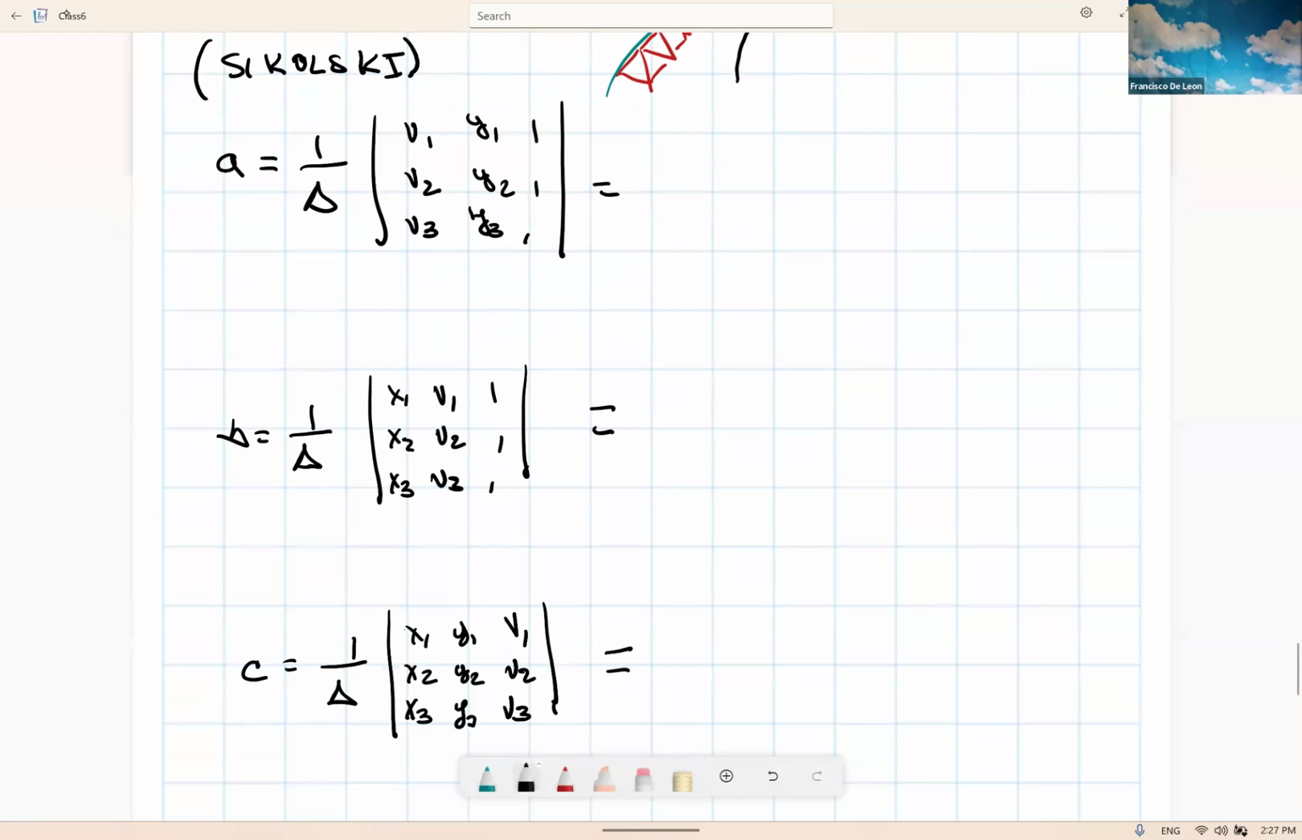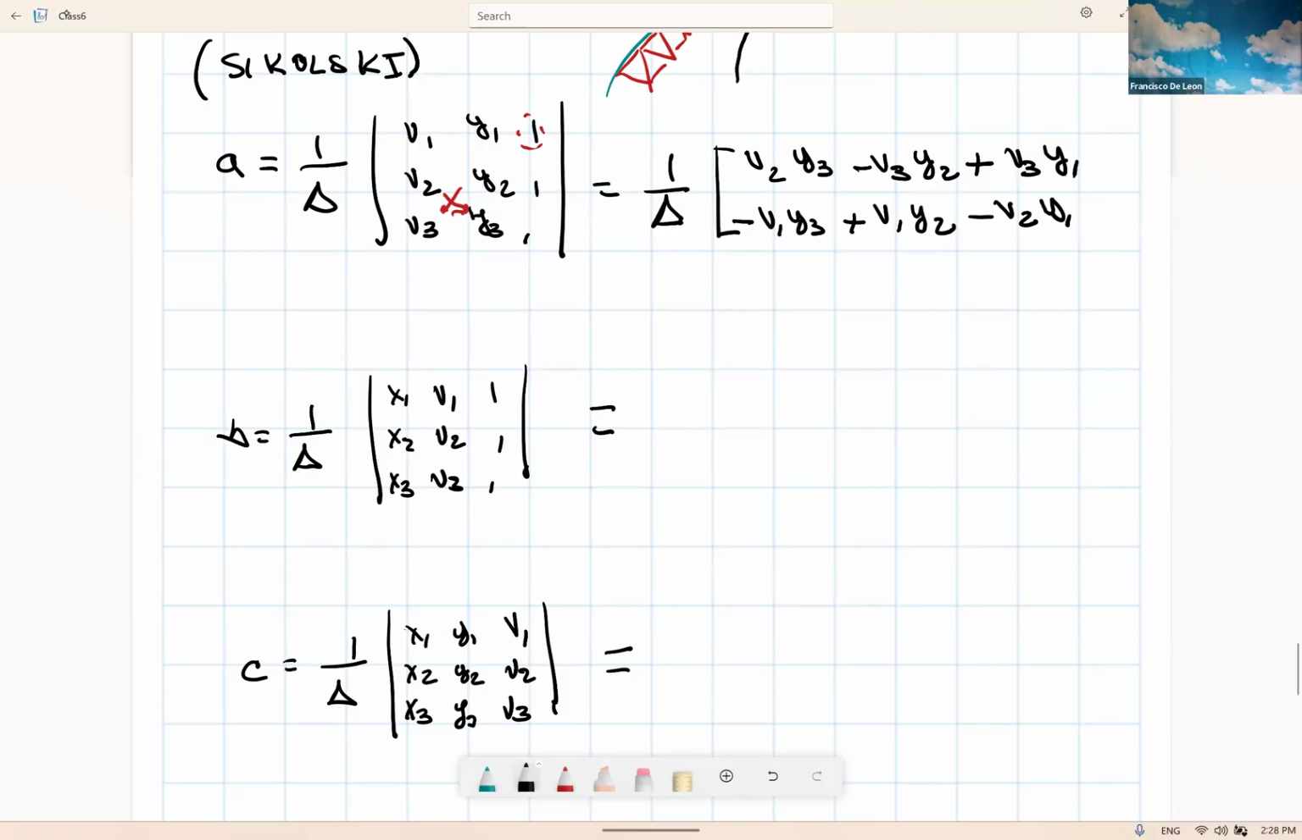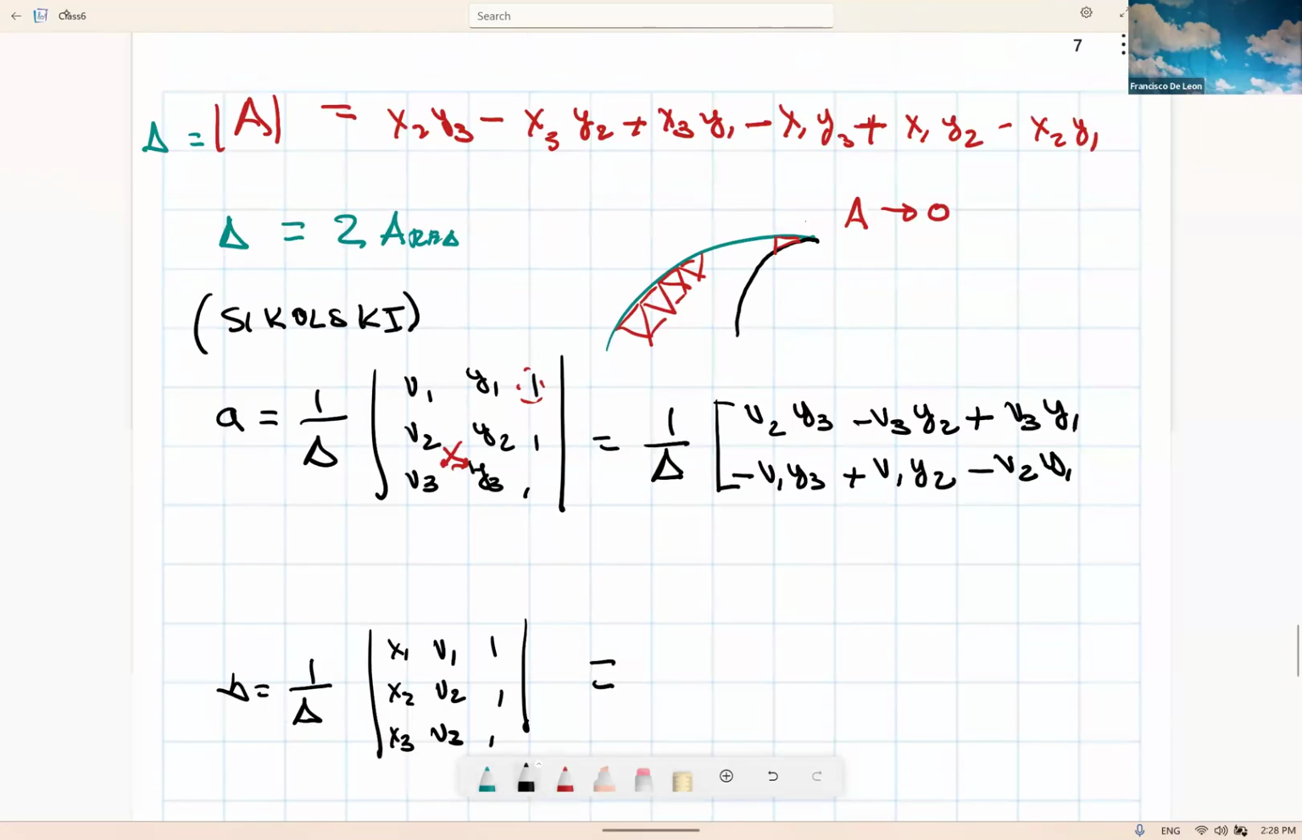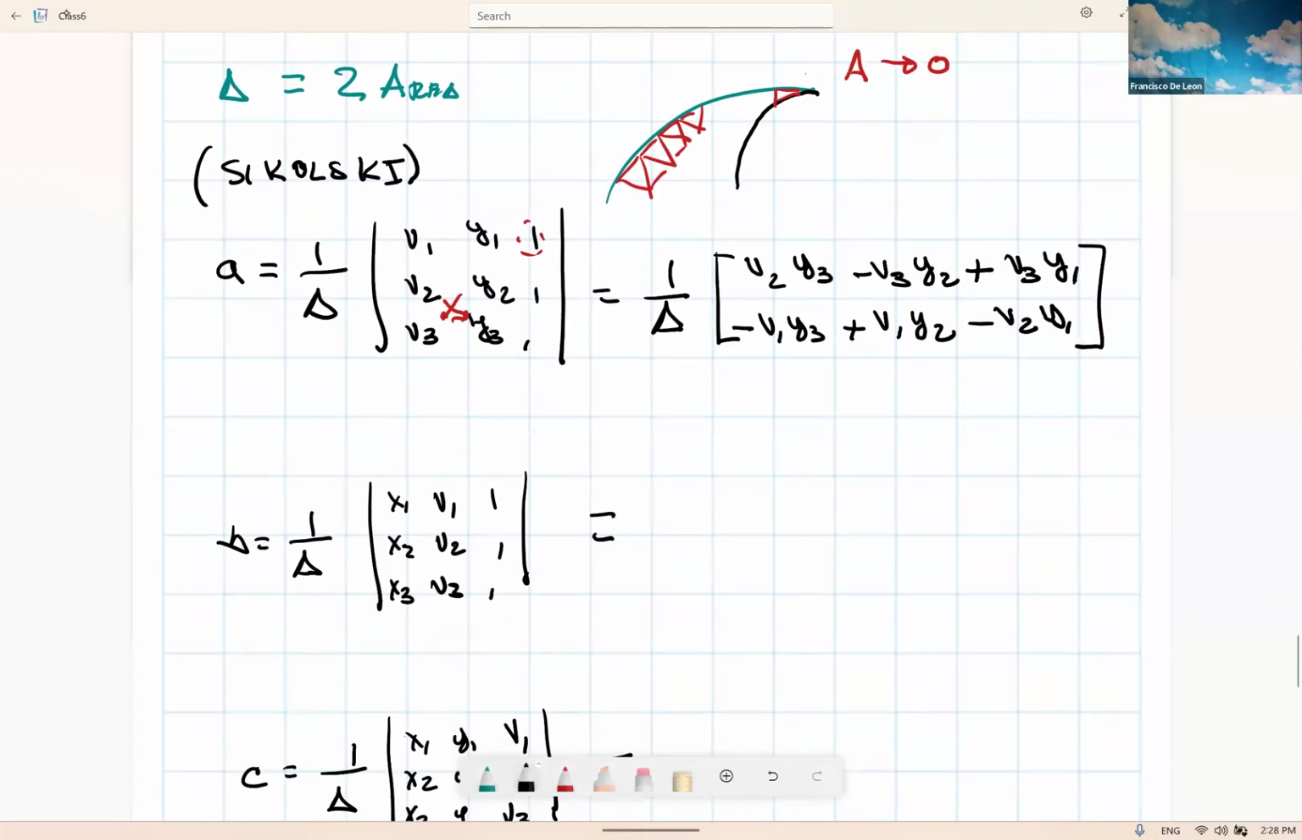Okay. And this is where you get the determinant. We can derive it easily if you want. 1 by delta, and you're going to get B2, Y3. Again, we're going to take the one. We're not going to go crazy. We're going to go this one minus this one, right? So it is B2Y3 minus B3Y2 plus B3Y1 minus B1Y3 plus B1Y2 minus B2Y1. And that's it for that one.